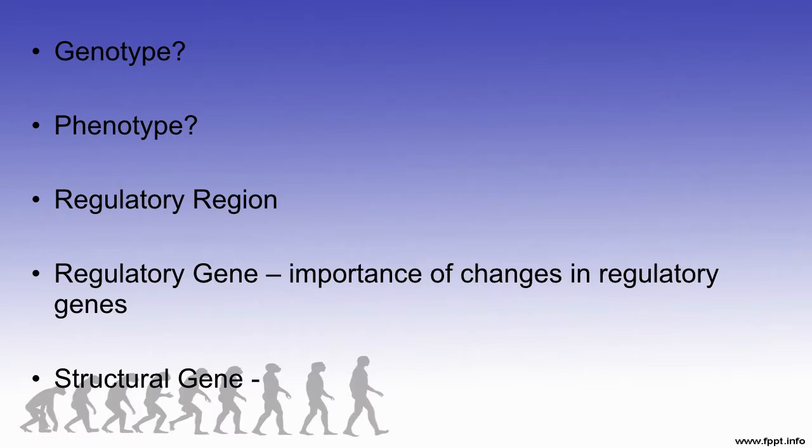Genotype is referring to the genetic makeup. Phenotype is what's expressed, or what we actually see, what the final trait is, the final characteristic. So as an example, let's think about brown eyes versus blue eyes.